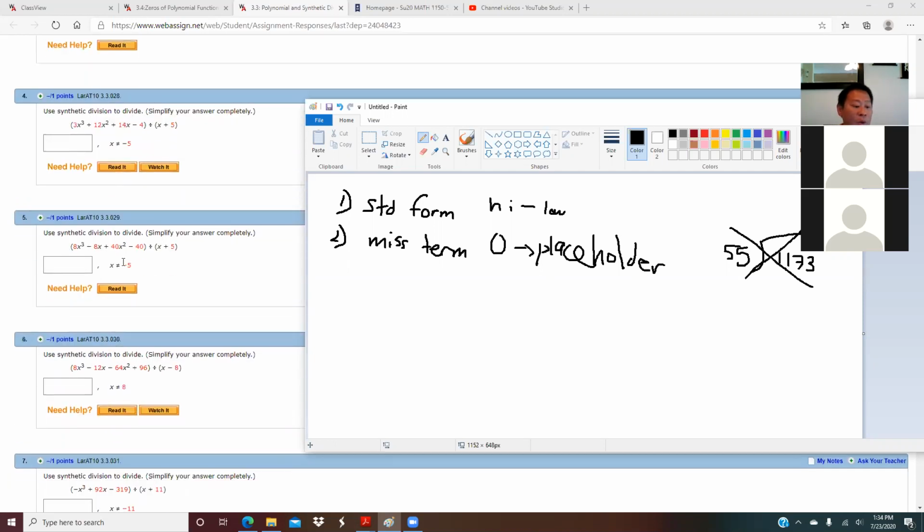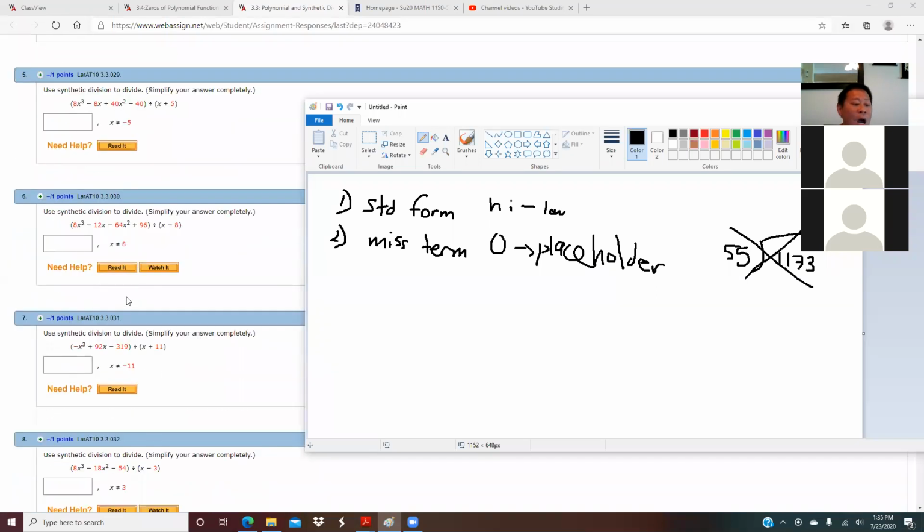Okay. You will notice that question 5 is not in standard form, because your x squared should come first, then the 8x, negative 8. So you have to interchange these two. So this is not in standard form.